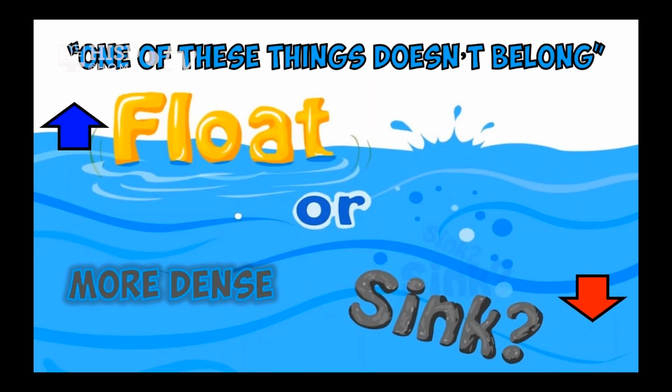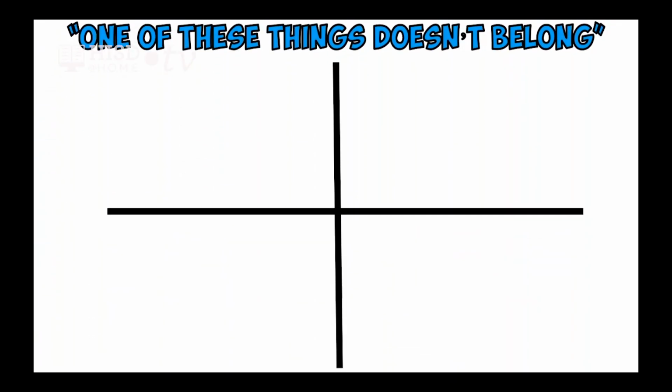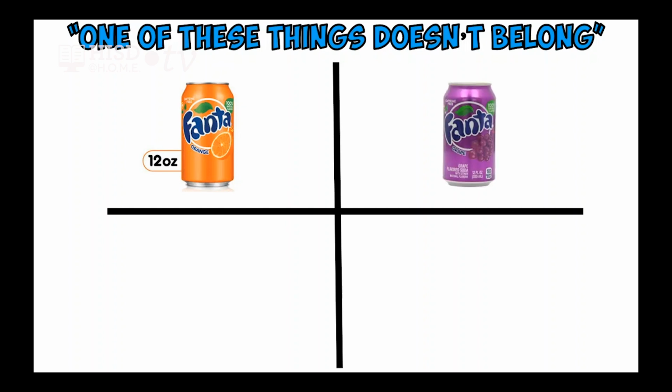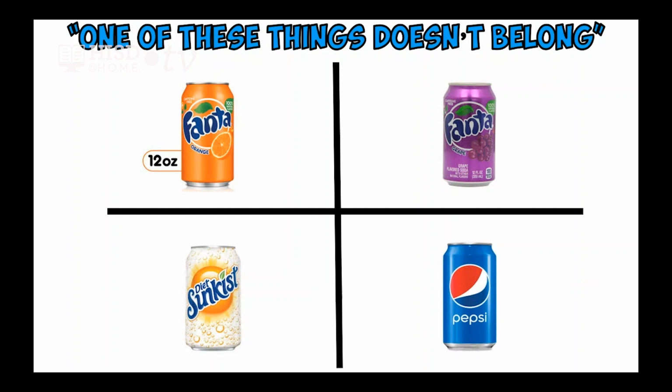One of these things doesn't belong. One of these things is not like the other. One of these things just doesn't belong. One of these things is not like the other. Can you tell me by the time I finish the song? I'll give you some think time.